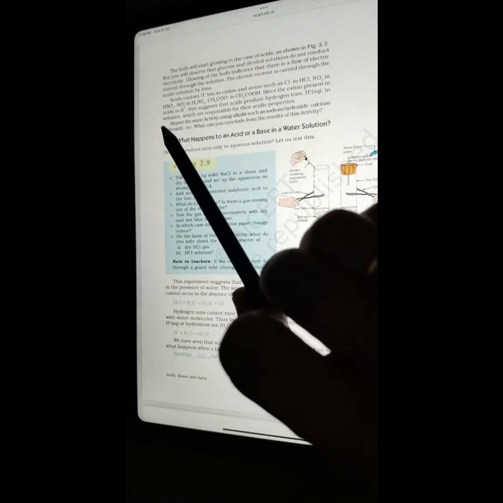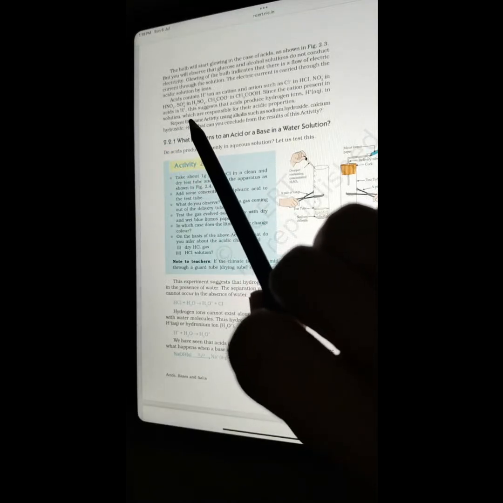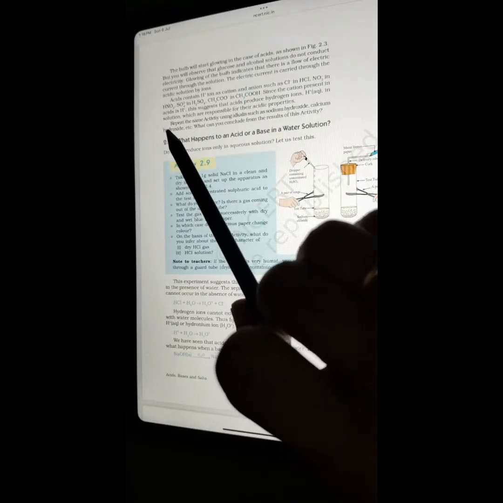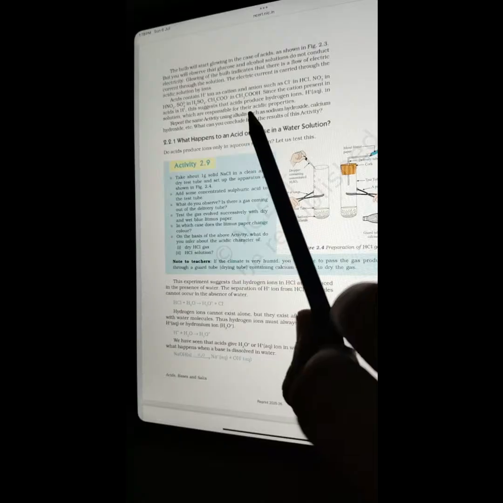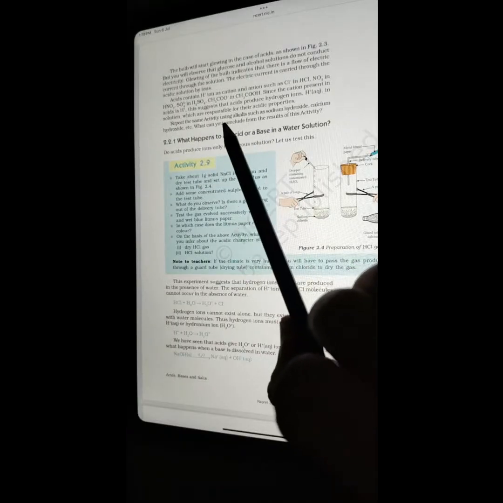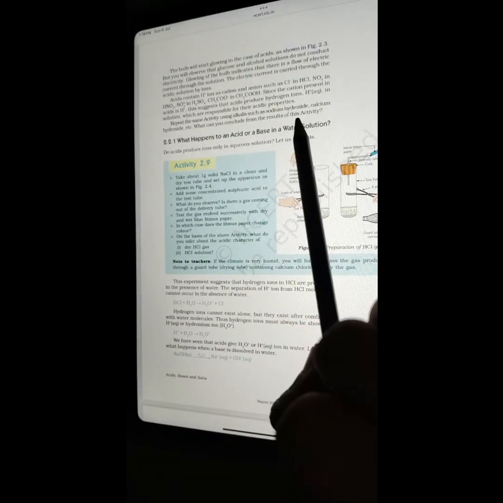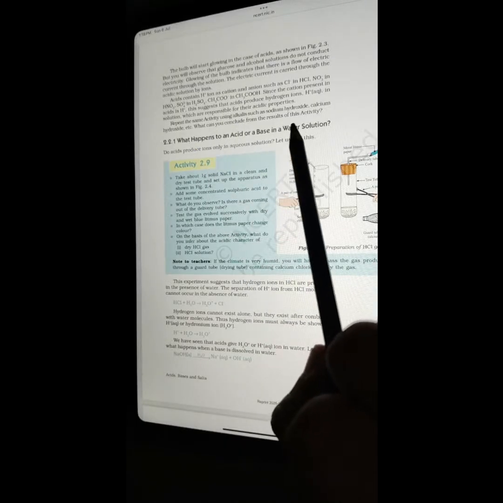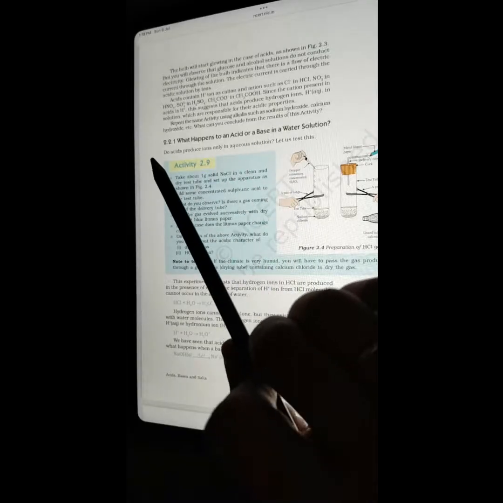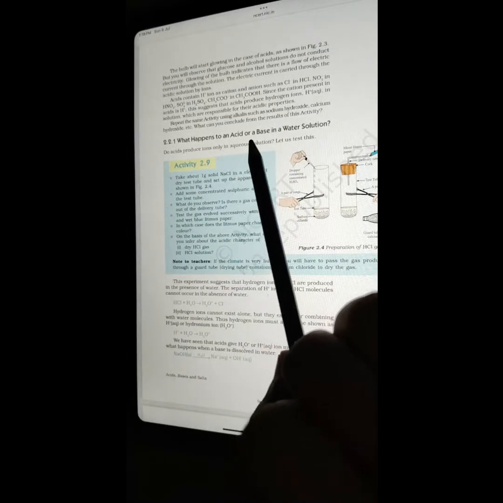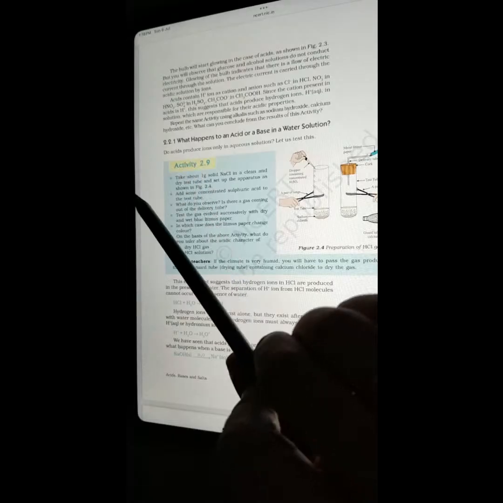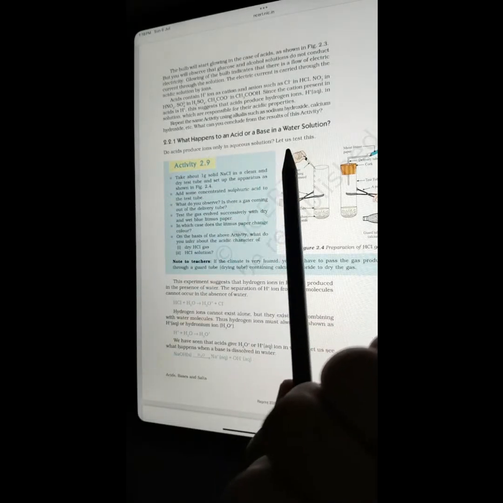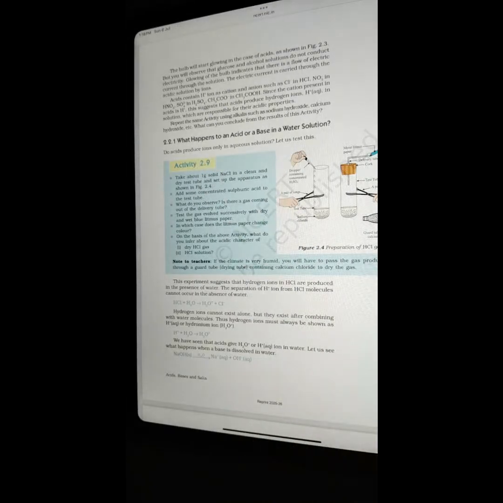Since the cation present in acids is H+, this suggests that acids produce hydrogen ions, H+(aq), in solution, which are responsible for their acidic properties. Repeat the same activity using alkalis such as sodium hydroxide, calcium hydroxide, etc. What can you conclude from the results of this activity? 2.2.1, what happens to an acid or base in a water solution? Do acids produce ions only in aqueous solution? Let us test this.